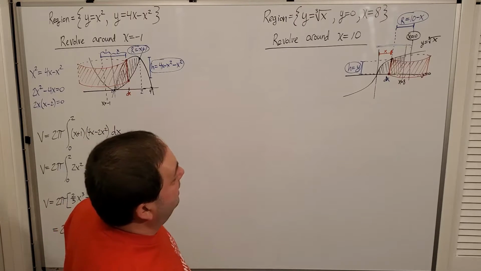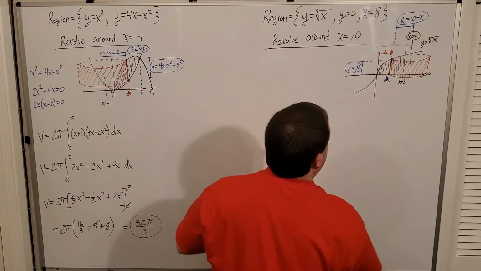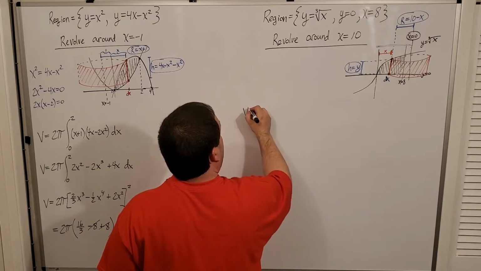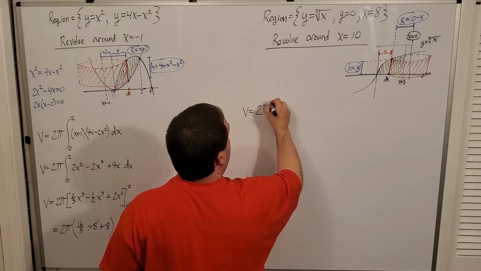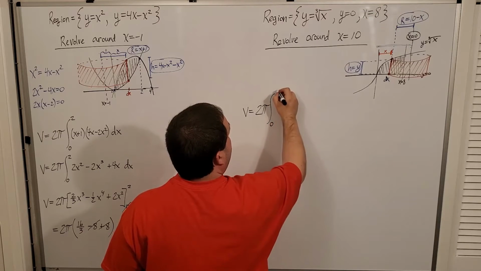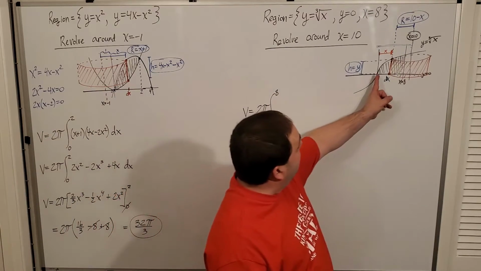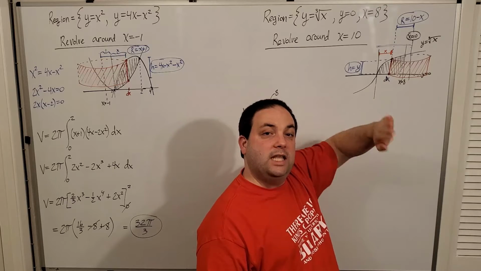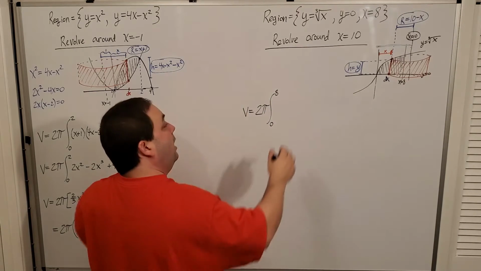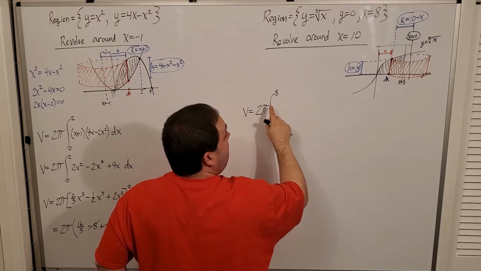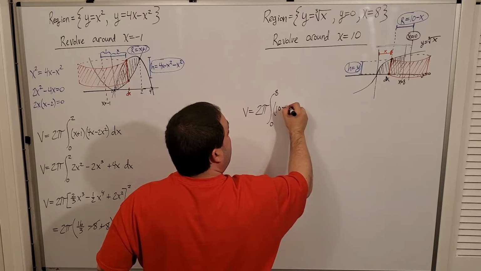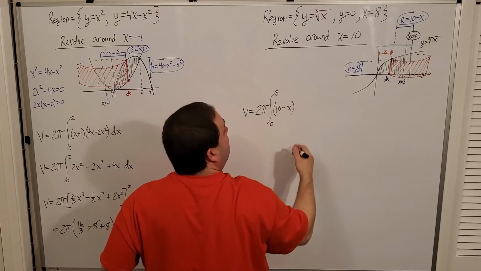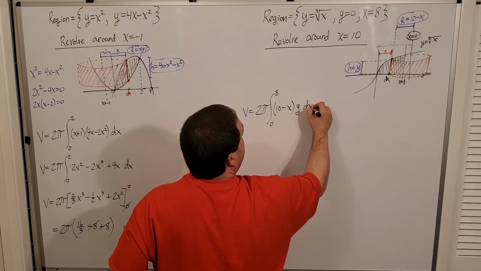Alrighty, so then let's set up our shells integral here. My volume is going to be equal to 2 pi times the integral from 0 to 8. Remember, these are x numbers, and I'm looking at the region itself. 0 to 8 are all of the lines that I can pick. Once I've picked a line, the radius is 10 minus x, and the height is the y value, times dx.